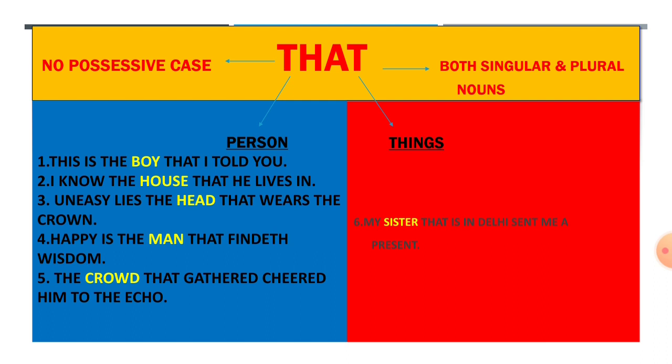One more we can see here, my sister. My sister that is in Delhi sent me a present. So I have a sister, and here "that" is referring to my sister. So here we have understood that "that" can be used both for person and things. Let us move on.